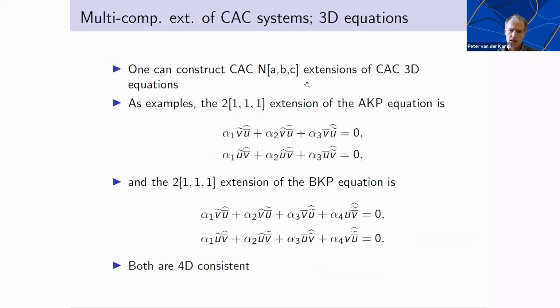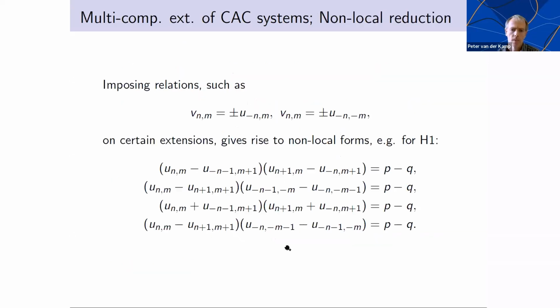You can get extensions of these 3D equations, and here are just some examples from AKP. If you do a two-component extension, this is what you get, mixing up the variables here. And for BKP, this is what you get.